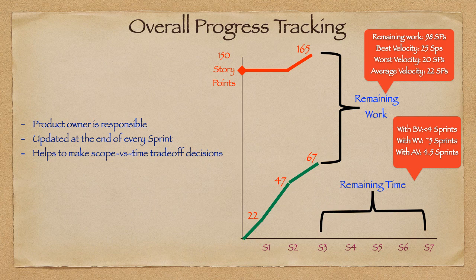If you remember the traditional way of working, the project progress tracking we were doing was based on milestones. The transparency is less. But here, from the first sprint itself, the product owner can easily identify whether the remaining work can be done in the remaining number of sprints, which is time, according to the release plan or not. And accordingly, update the stakeholders and make the scope versus time trade-off decisions. So this is overall progress tracking.